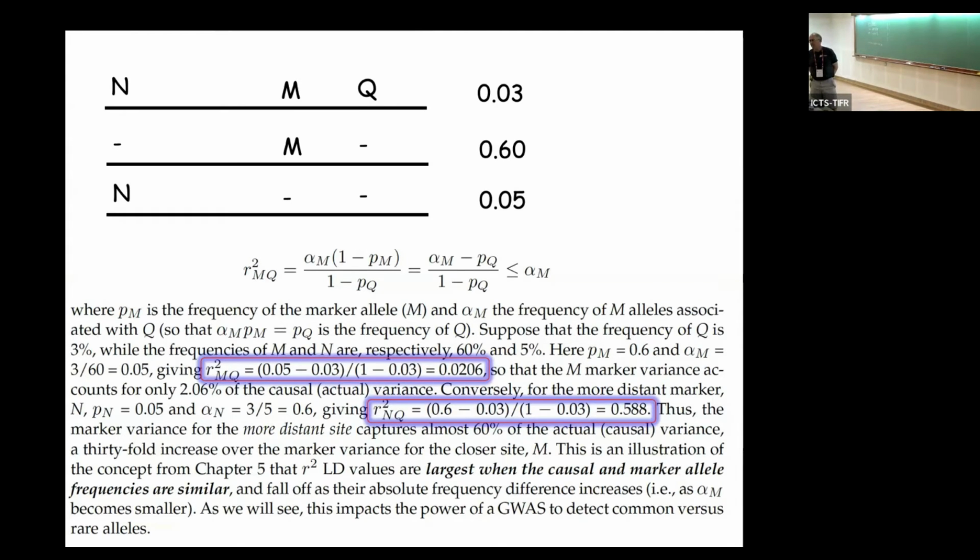Isn't there a property of R squared that the maximum value is only 1 if the frequencies of sites are equal? Yes, that's what it basically shows here. Yeah, that's exactly right. But as that mismatch becomes larger and larger, R squared gets really, really tiny. And the tiny R squared means you're only capturing a small fraction of the causal site through the marker variances.